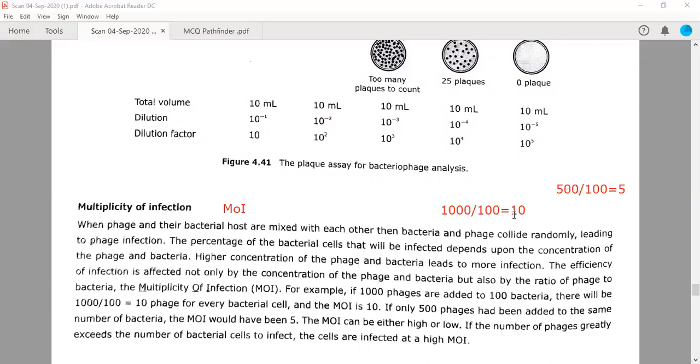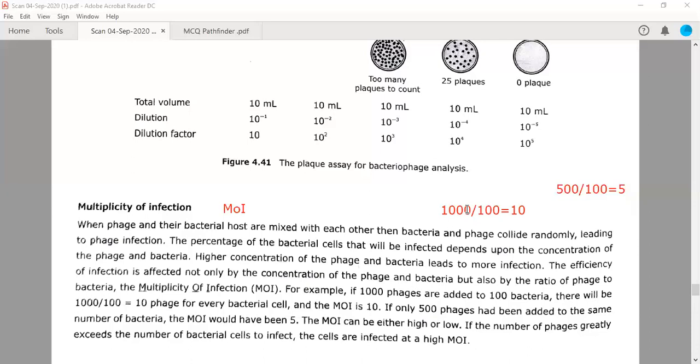The number signifies that here there is a high probability of infecting that particular bacterial cell, because 10 viral particles are available for each bacterial cell. Therefore, the infection chances are high in this culture compared to the other one. So this multiplicity of infection number tells you how many viral particles you have to infect each bacterial cell. How many virus particles are available to infect one bacterial cell? This number is known as multiplicity of infection.